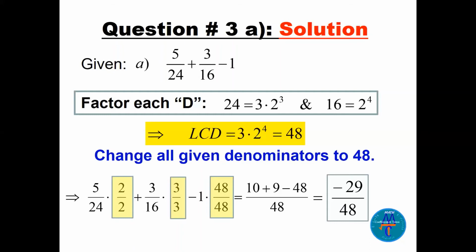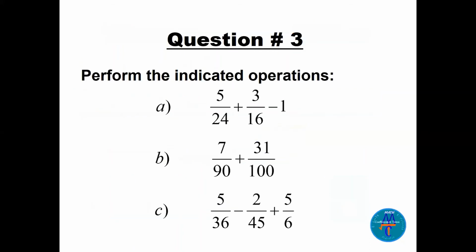Okay, I will give you a chance to try B, please, if you did not try it. 7 over 90 plus 31 over 100. Please try it on a piece of paper. Break down the 90, break down the 100, find the LCD, change the fractions into the same LCD, and then add, because we have addition. Okay, I think now you finished.